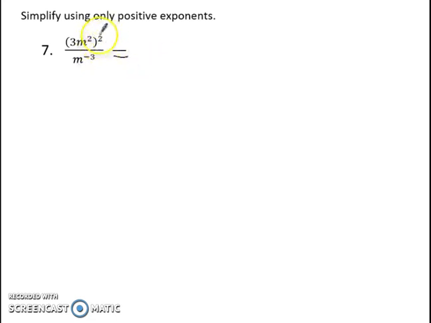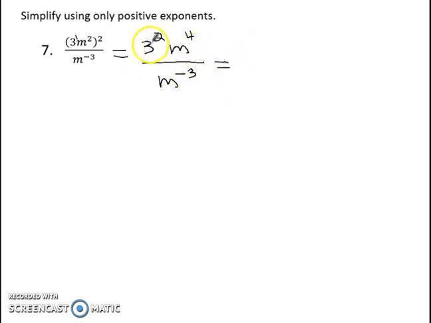Whenever we have an exponent on the outside of parentheses, that tells us to multiply in exponents. And so this is a 3 to the first. I'm going to multiply the 2 times the 1, so that gives me a 3 to the second. And multiplying in the 2 and the 2, that gives me an m to the 4th power. And this is over m to the -3.